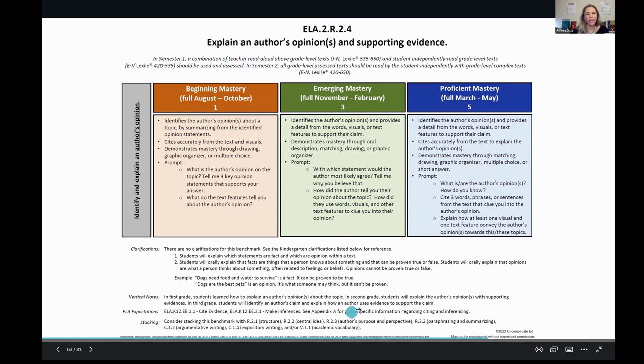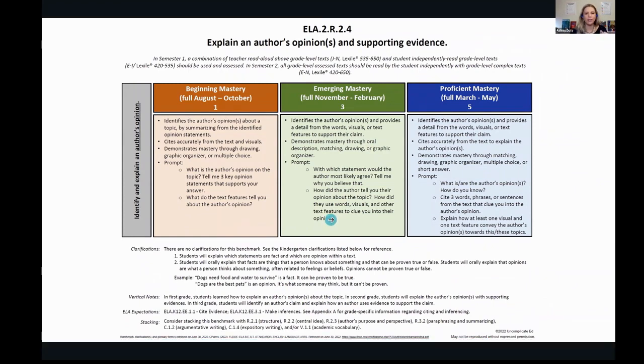And of course, academic vocabulary. I can almost always pull that in, right? I want to make sure my students know the terms fact, opinion, evidence, and not just know them, but use those terms when we're discussing in class. All right, that's helpful right there.